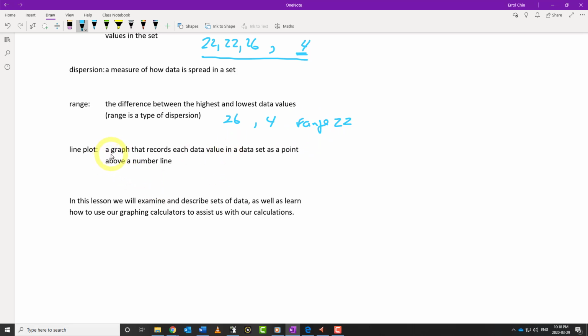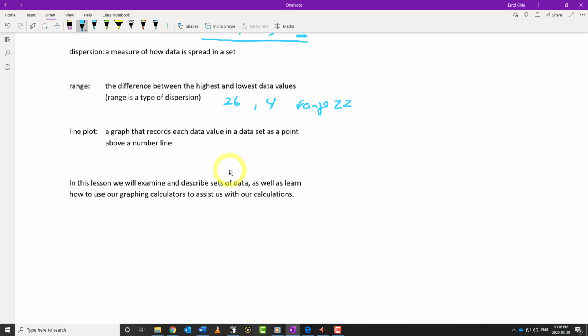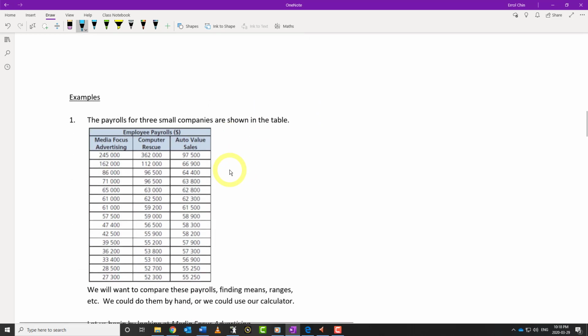Now, a line plot is a graph that records each data value in a data set as a point above a number line. I'm going to show you that at a later date. Okay? So just moving ahead, here is an example.